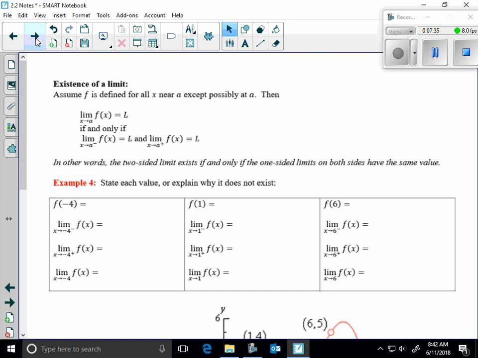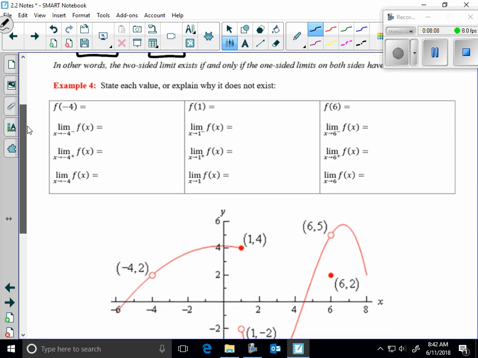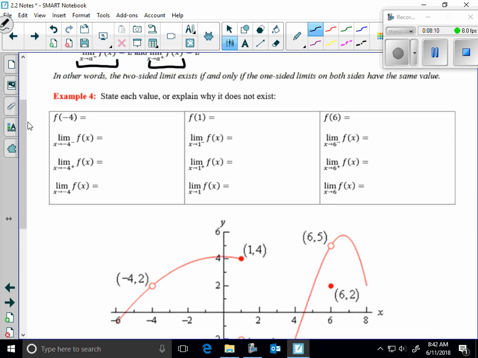Okay, so the existence of a limit. We just talked about two-sided limits. We talked about one-sided limits. Now the requirement in order for a limit to exist: the limit as x approaches a will equal L if and only if the left-sided limit and the right-sided limit both equal that value L. They both have the same y value for their limit as they approach that x value. So state each value or explain why it doesn't exist.